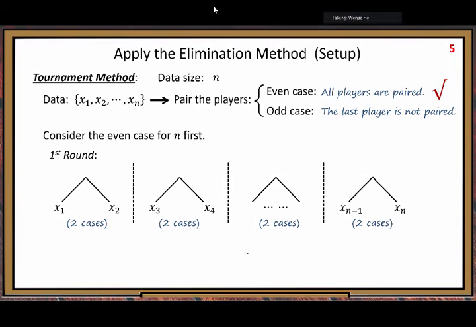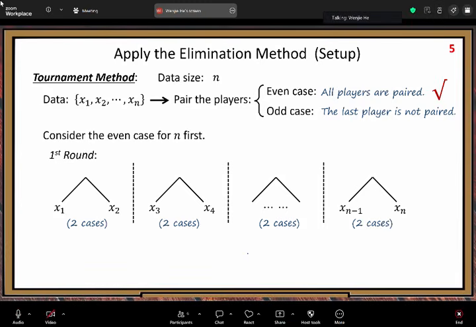Then, first thing, how many total cases do we have? Because we need to cover all the possible cases, right? In our problem solving, we don't want to miss any cases. We want to cover all the cases. So the first thing we want to know is how many total cases there are in our first round comparisons.